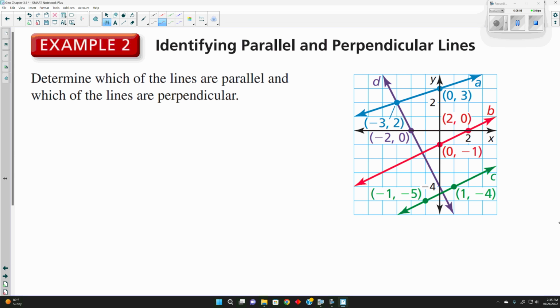Well, if we're going to determine which ones are parallel and which ones are perpendicular, we need to find their what? Slope. So the slope of the line is y2 minus y1 over x2 minus x1. It doesn't matter where we start. We can start out with line A. y2 minus y1. So what are the two y values for line A? A is the one on top. So negative 3, 2, 0, 3.